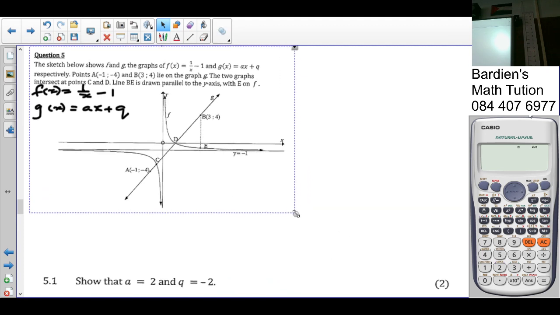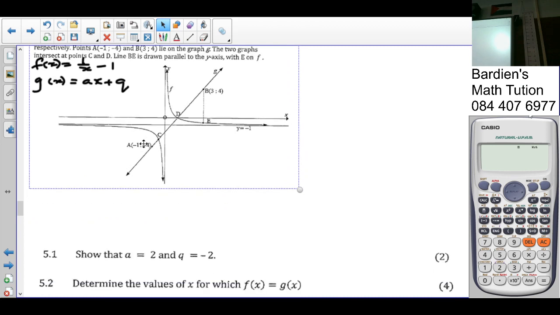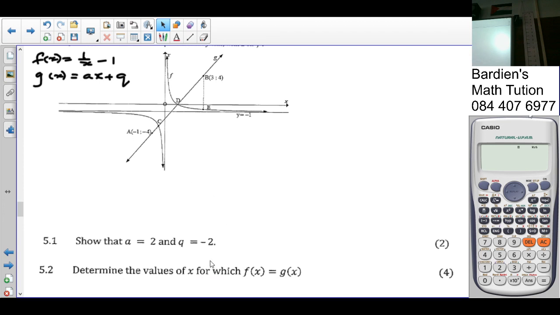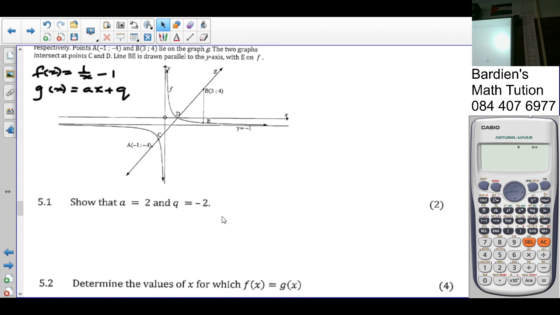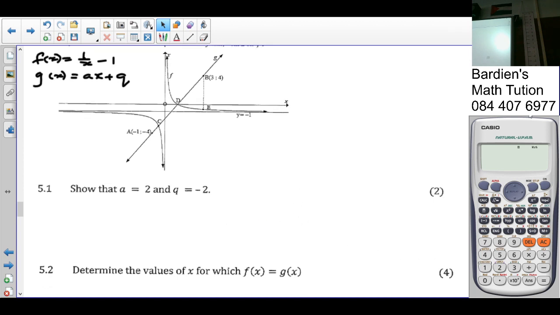A little bit bigger. So the first question says, show that a is equal to 2 and q is equal to negative 2. So if you look at a and q, as you can see, a and q are dealing with the straight line graph. Okay? So in 5.1, you've got g of x equals ax plus q. But as you can see here, a is your gradient.